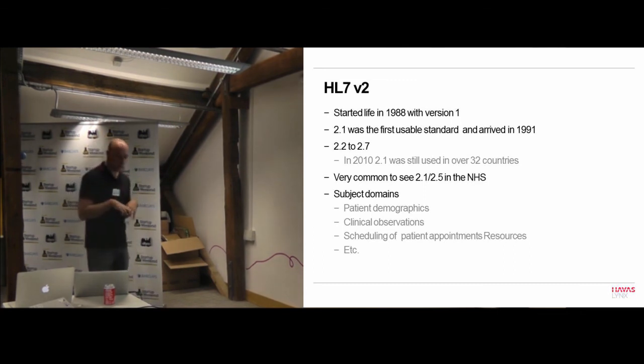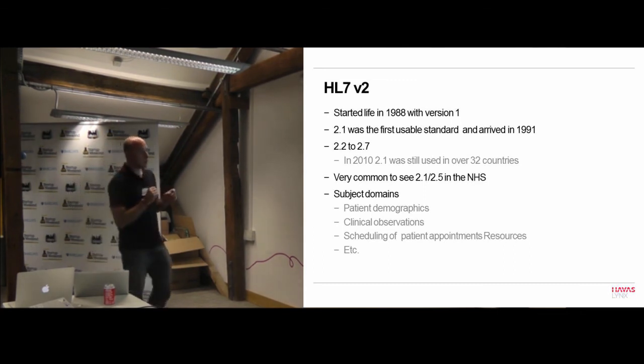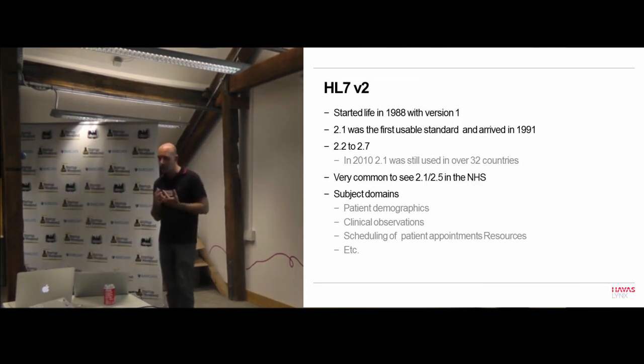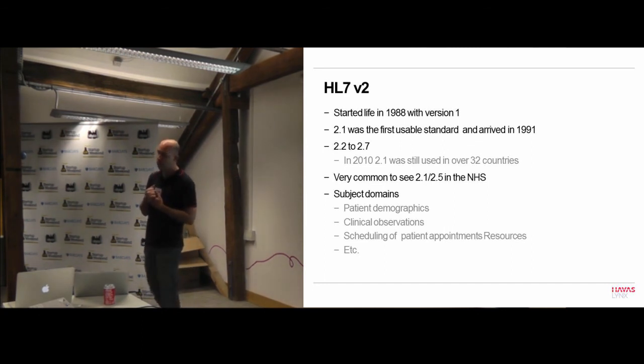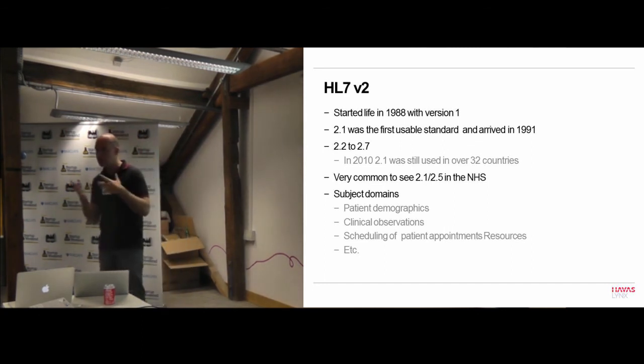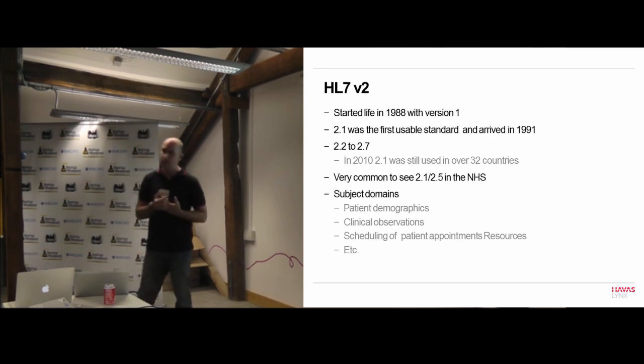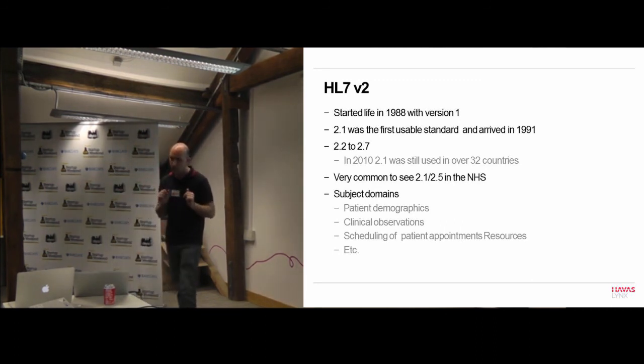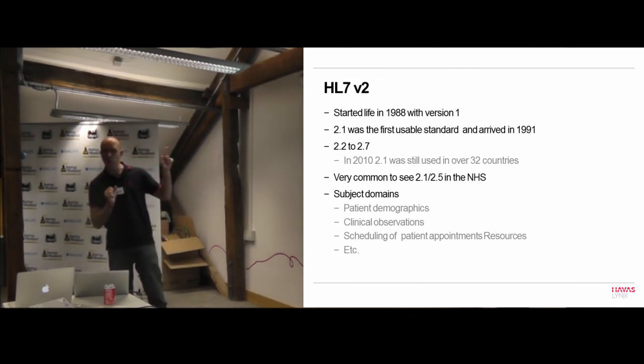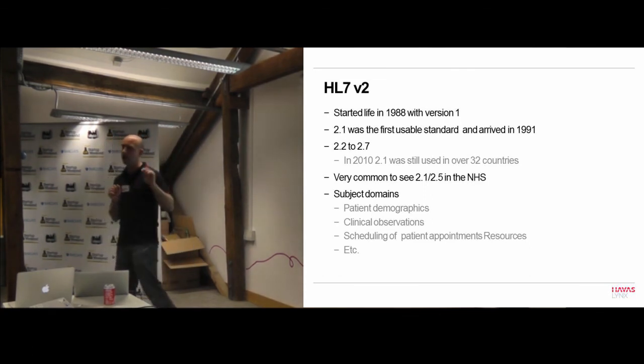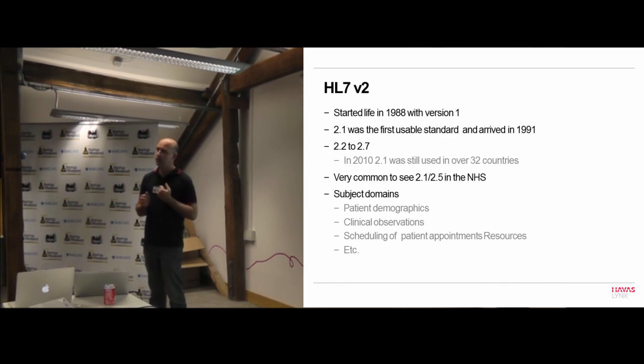It's in use in lots of countries around the world. In the NHS, in my own experience, it's very common to see 2.1 or 2.5. I'm pretty sure those that have used it will probably have seen other versions and flavours of it, but it's pretty common to see 2.1 to 2.5. Who knows why that's the case? Who can guess why that would be the case? Anybody?